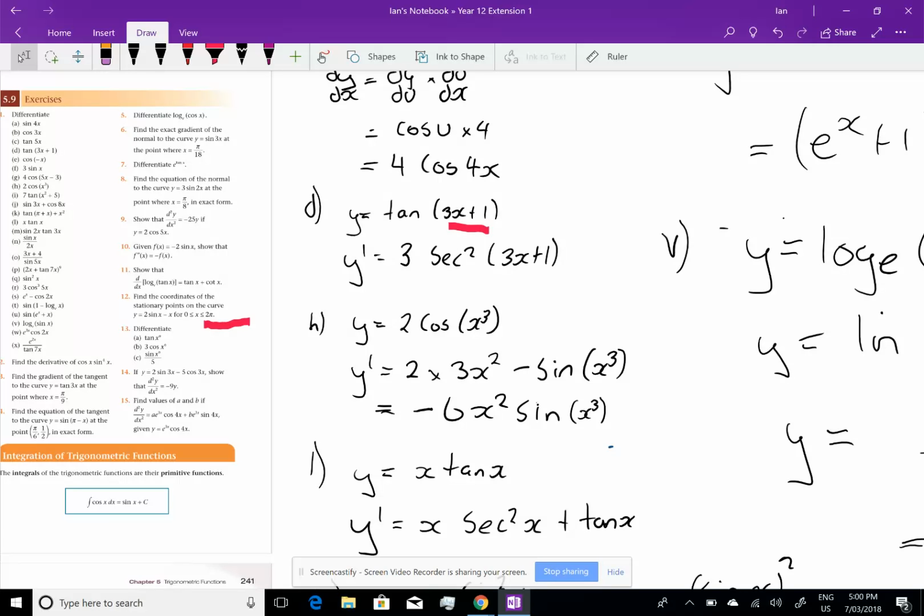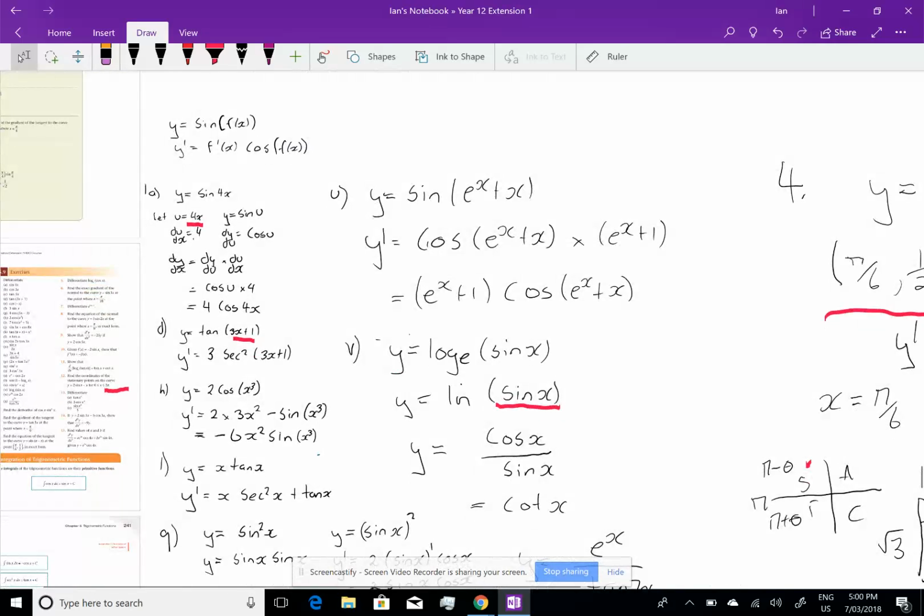Normal to the curve. Find the equation of the normal. No, I might let you do 8. I will do 9 and I will do 12. You go and have a go at them yourself though.